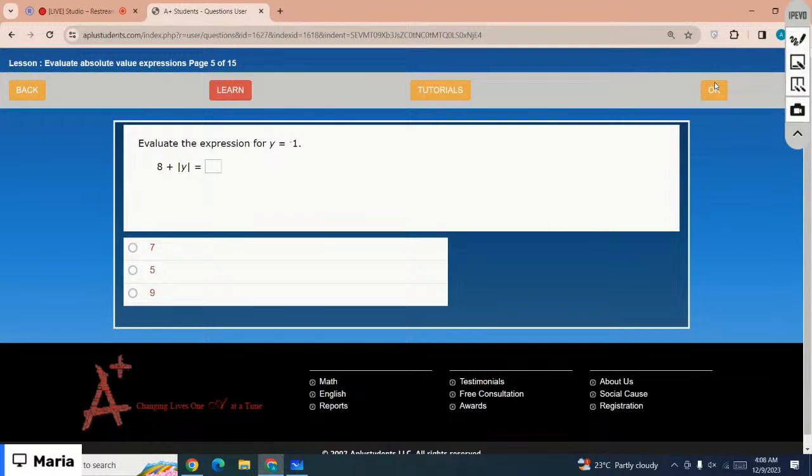Evaluate the expression for y equals negative 1. So which is the correct option? Just replace the y with negative 1. So the absolute value of negative 1 is simply 1, right? Then you have to add 1 to 8. So 8 plus 1 is, which is the correct option? That is 9. The correct option is 9.